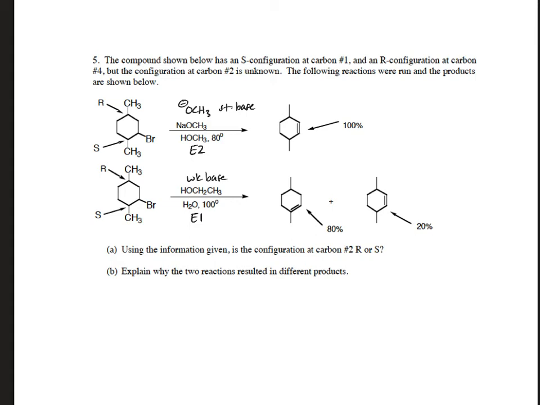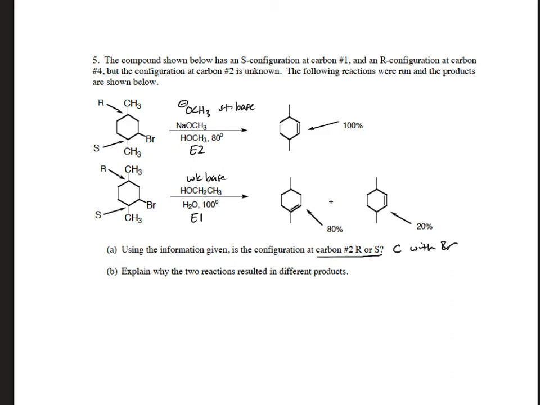And they give us some stereochemistry of the CH3s, the carbons with the CH3s. They tell us that the top one's R, the bottom's S. And the question is, what is the stereochemistry where the bromine is? So they want to know, using the information given, is the configuration at carbon 2 R or S? That's the carbon with the bromine at it. So that's the question. And then they want us to explain why the two reactions give different products. So let's first do the configuration.